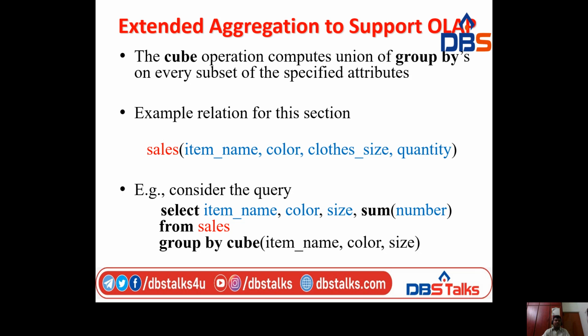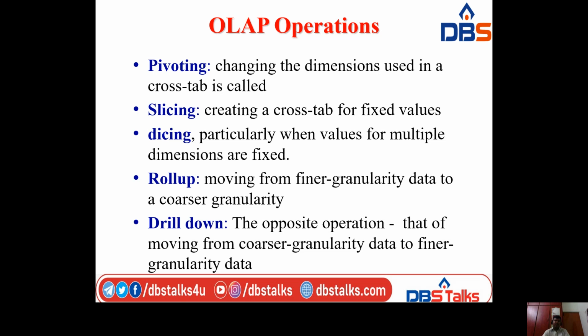For example, consider the query: select item name, color, size, and sum of the number from sales group by cube of item name, color, size. Here we are taking the group by classes, and from that we take different types of things by using concatenation or joining of things. Now coming to the OLAP operations.